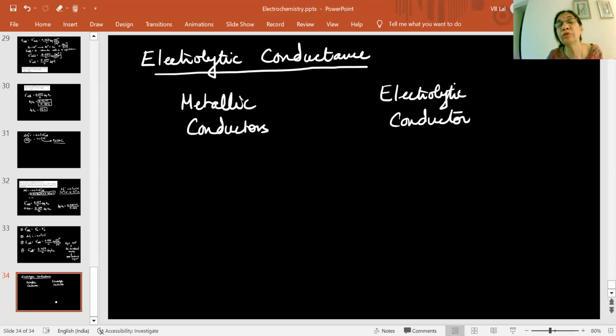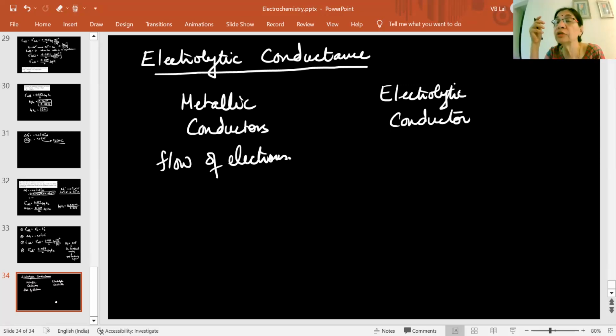Okay, can you tell me how do metals conduct electricity? Anyone? How does the electricity flow? It is due to flow of electrons, right? So metallic conductors are those which allow the flow of electrons. So electricity is conducted due to what? Due to flow of electrons.